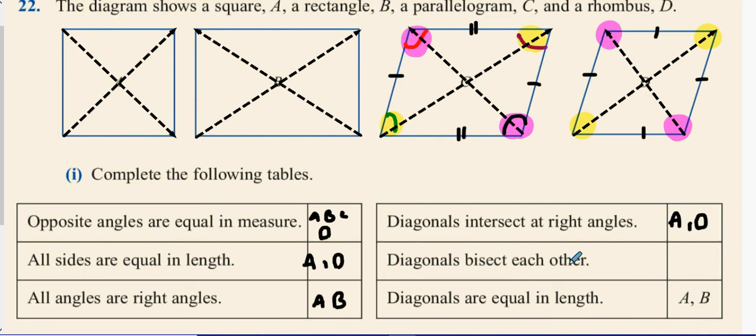Diagonals bisect each other. And what bisect means is that if you imagine this length here, the yellow part is the same length as the green part. And likewise, in the next one, the yellow part is the same as the green part. Basically, the point of intersection of the diagonals always cuts the diagonal in half.